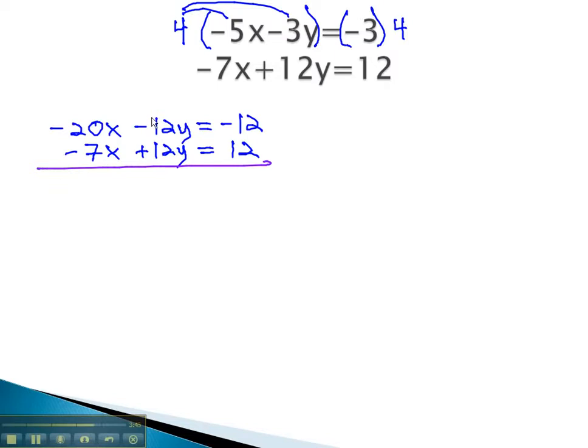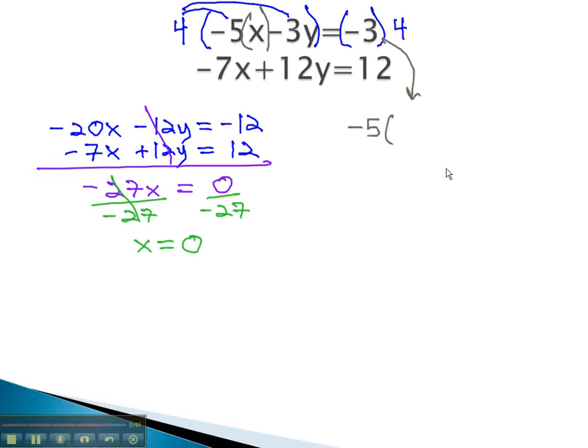We are now ready to add these together, as the y's will subtract out to 0, leaving negative 27x equals 0. Get x alone by dividing by the negative 27, and we find out x is equal to 0. We can find y by plugging this back into one of the original equations. Let's plug it into the first equation.